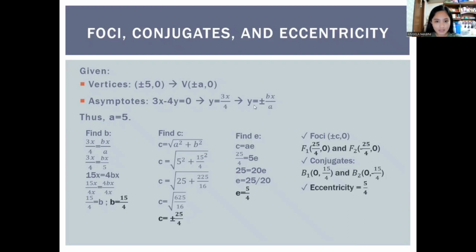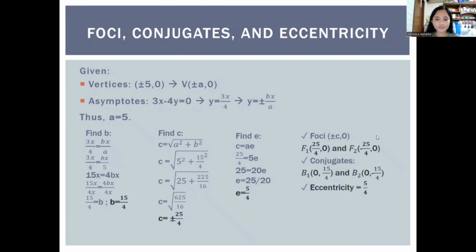Ngayon na nahanap natin si B and C, hanapin naman natin yung value ng E or yung eccentricity. So para mahanap natin yung value ni E, ang gagamitin natin formula ay C is equals to A times E, and then substitute yung value ni C and yung value ni A sa equation. So 25 over 4 is equals to 5E, and it will give us the answer E is equals to 5 over 4.